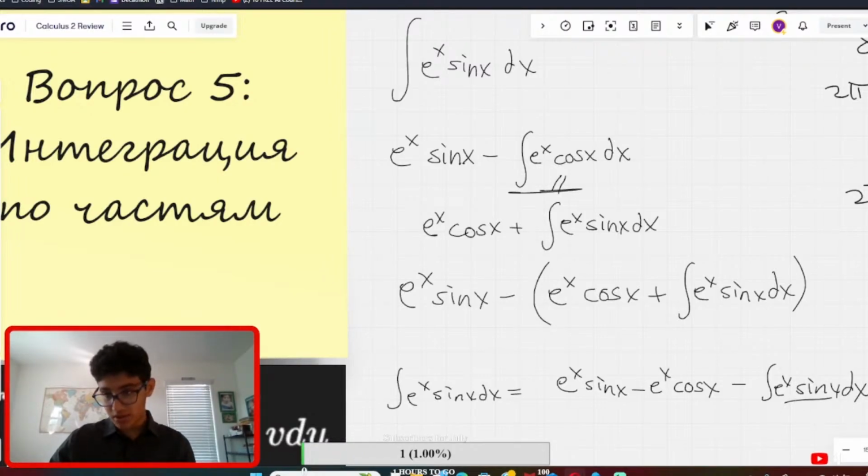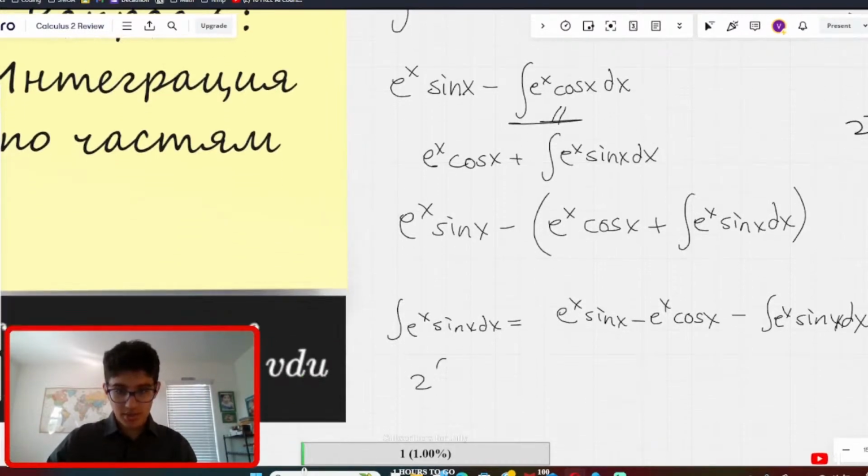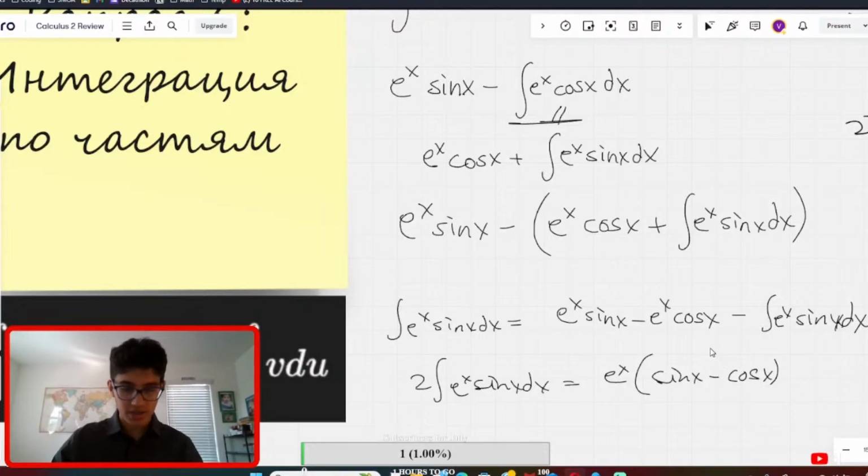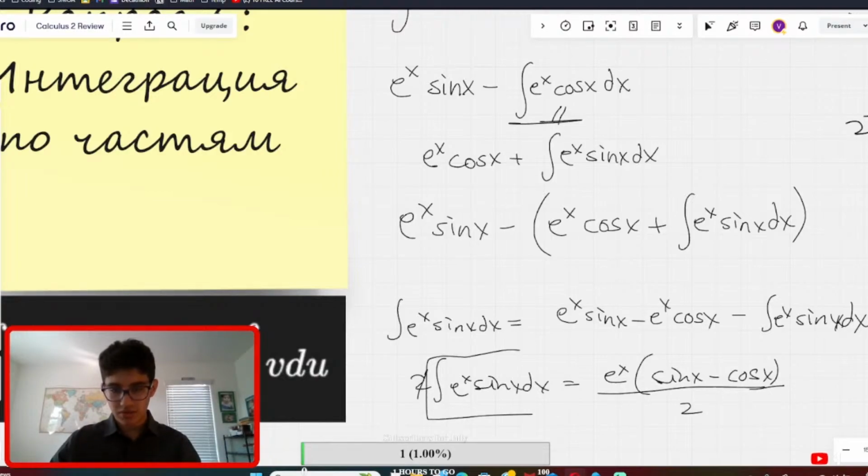Because we have to find the thing. But since they're equal, we can just add this to both sides, and we've suddenly got 2 times the integral of e to the x sine x dx is equal to e to the x times sine x minus cosine x. I think that I might have put a plus minus sign error somewhere in here. The 2 cancels out when you divide it, and so this is our final answer. It might actually be a plus. I'm not 100% sure. I might have made a silly mistake somewhere in there.